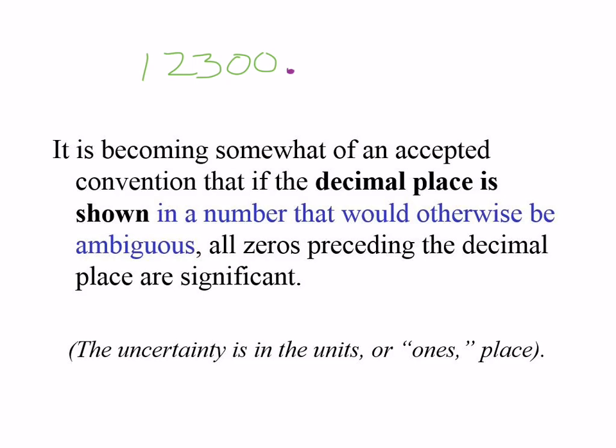You put the decimal. It's no longer implied. You actually put it there. The convention is that this 0 is significant if the decimal's there. Sometimes, if you need to relay your answer to 5 sig figs in this case, you could put the decimal there and you'd be done.